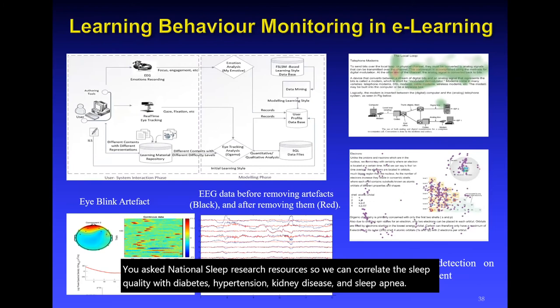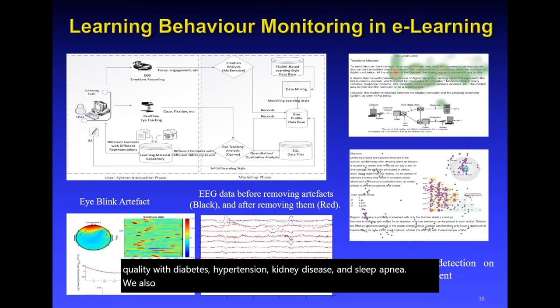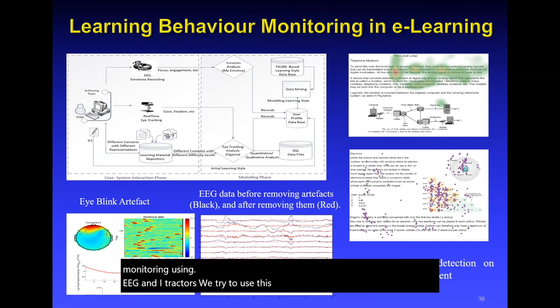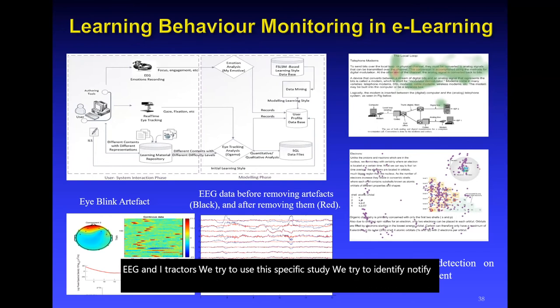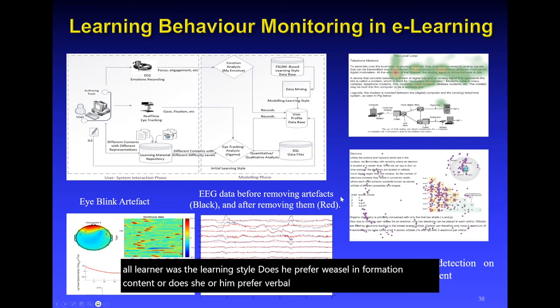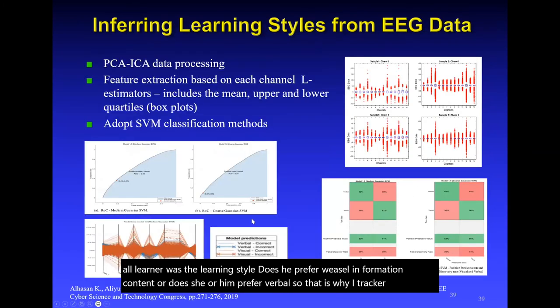My team also carried out some research on learning behavior monitoring using EEG and eye trackers. In this specific study, we try to identify a learner's learning style. Does he or she prefer visual information content, or verbal? So that is the eye tracker and EEG data.